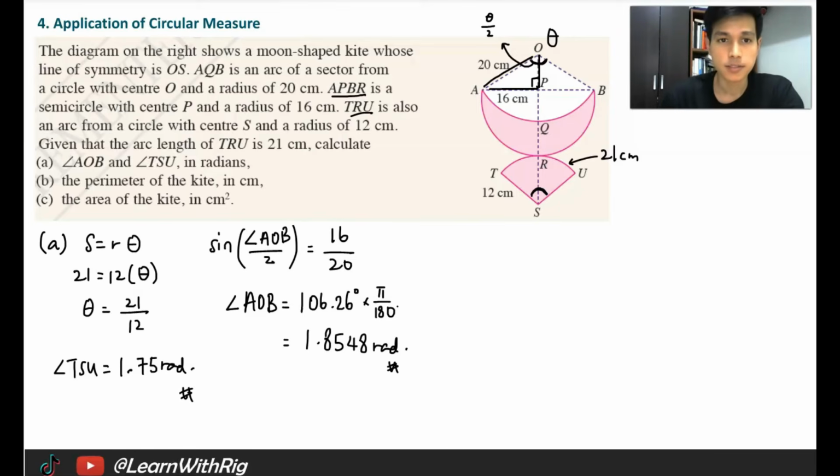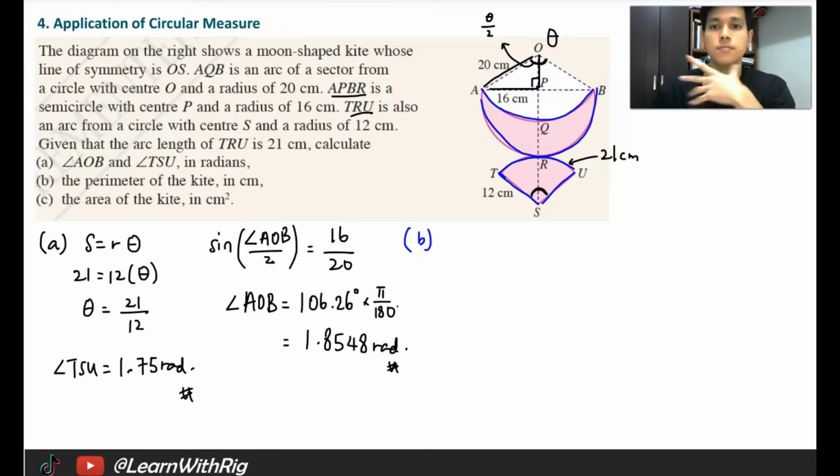Next they ask for perimeter. So where's the perimeter? Here you already know 21. Here you also know 12 and 12. So all you have to find is this and this. When you can find the two, then you can find the perimeter. So let's do question B. Let's first find ARB.